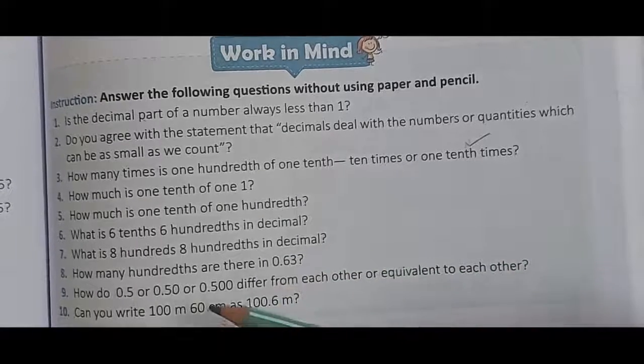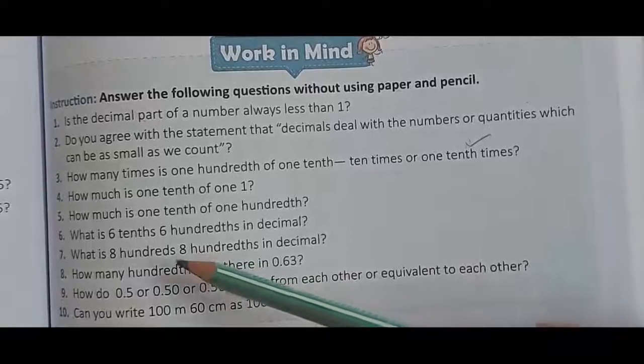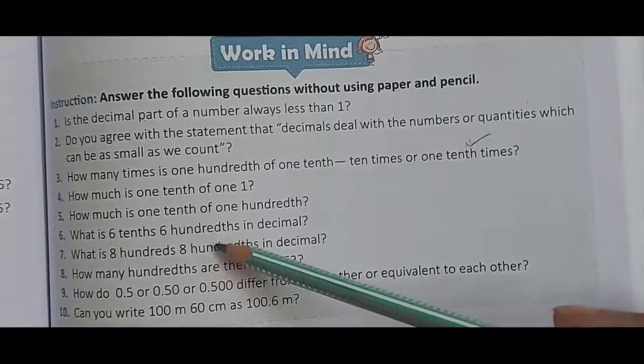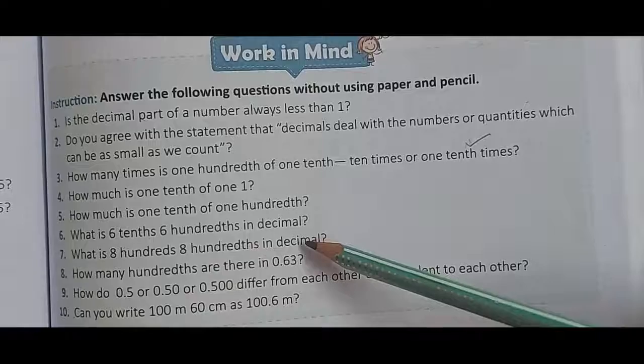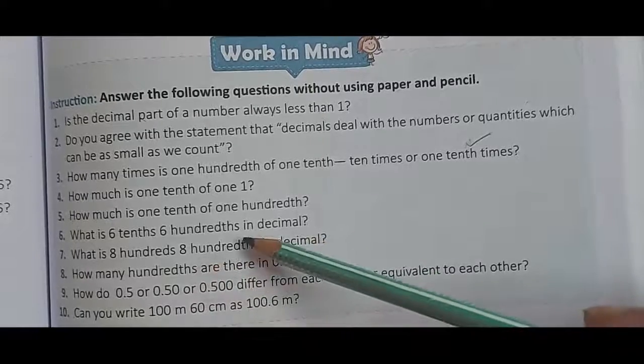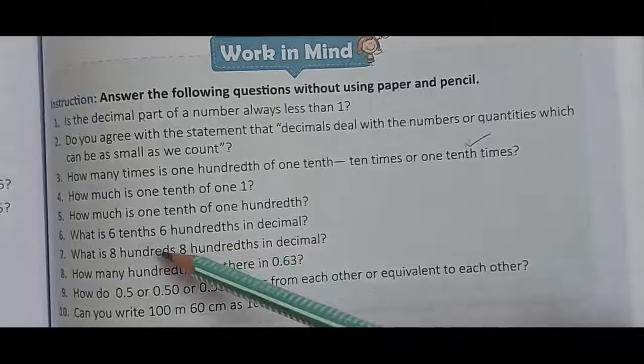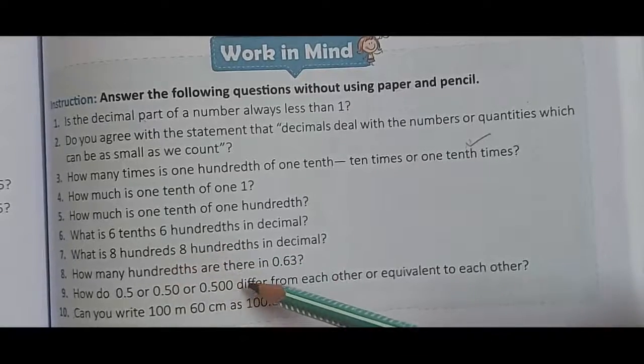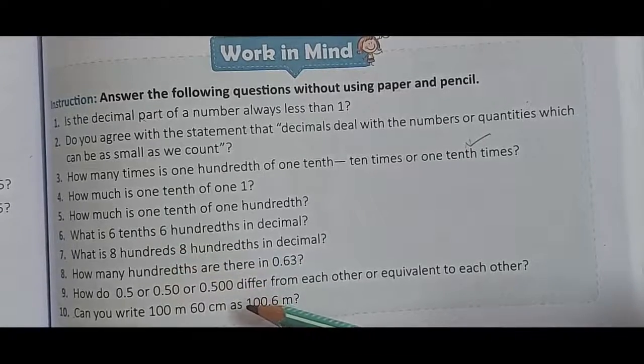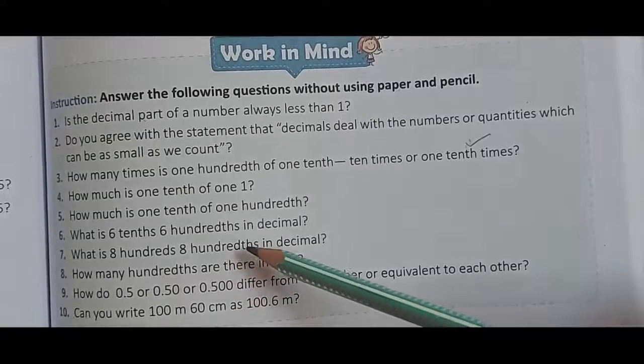Moving on to the next question, that is number 6. What is 6/10, 6/100ths in decimal? The 10th and 100th places are given very clearly. So after the point the first place is 6. The next place, that is the 100th place, also 6. So the answer will be 0.66.